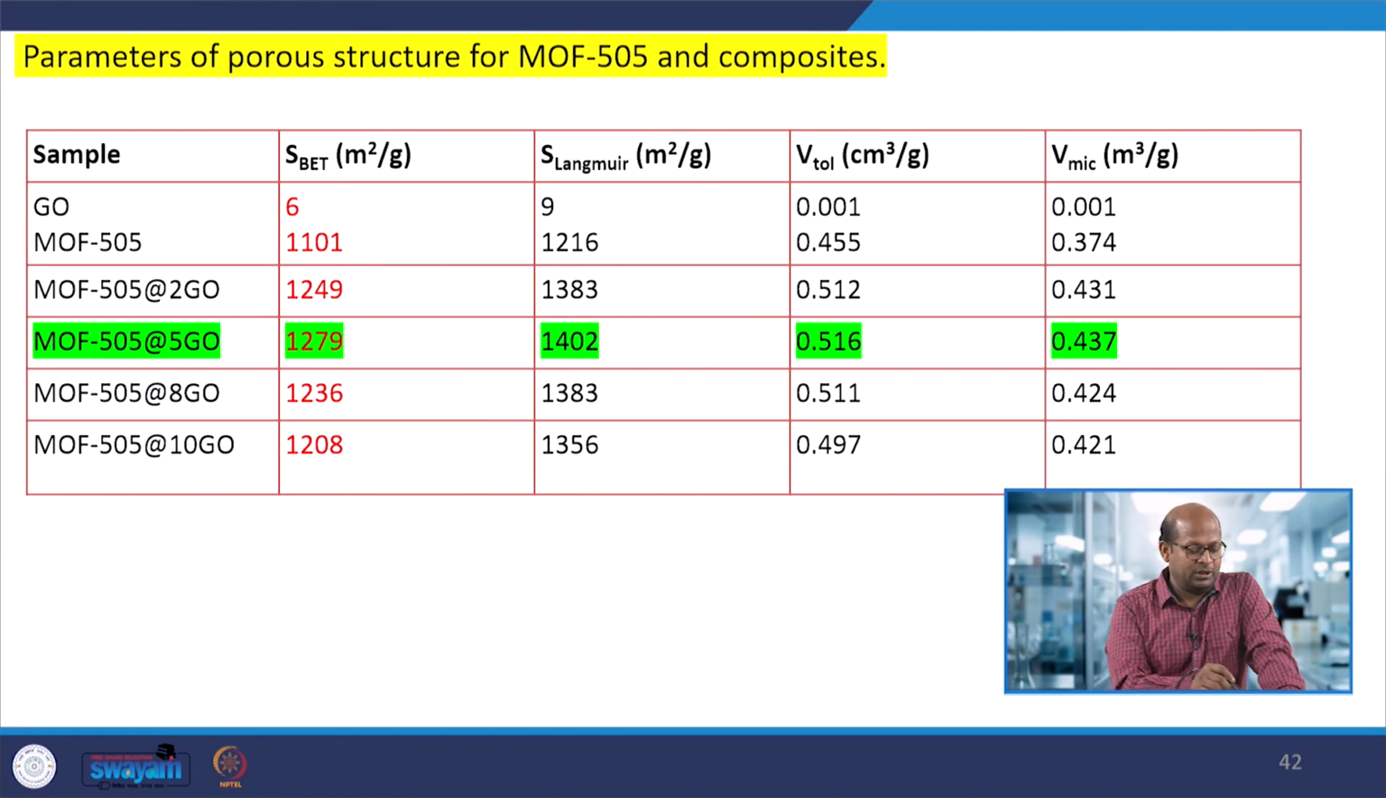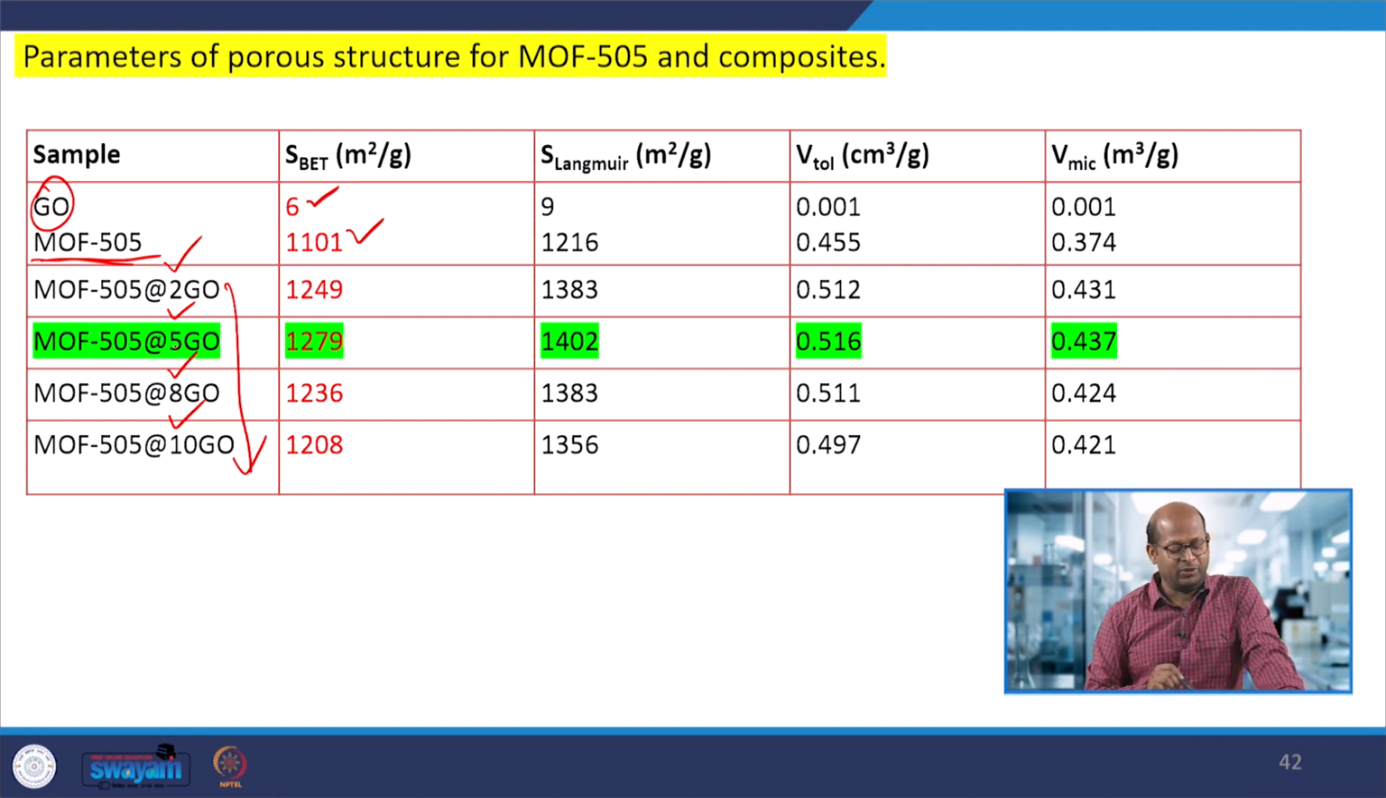So it has been observed that when graphene oxide was impregnated with MOF, it enhanced the properties. Here different quantities of graphene oxide, 2%, 5%, 8%, and 10%, were impregnated with MOF 505 materials. Graphene oxide has a very low surface area, while MOF has an extremely good surface area. When 2% graphene oxide was impregnated with the MOF 505, the surface area you can see is enhanced. At 5% graphene oxide, the surface area goes from 1100 to 1279. So the surface area increases, and we are getting a good amount of surface area.